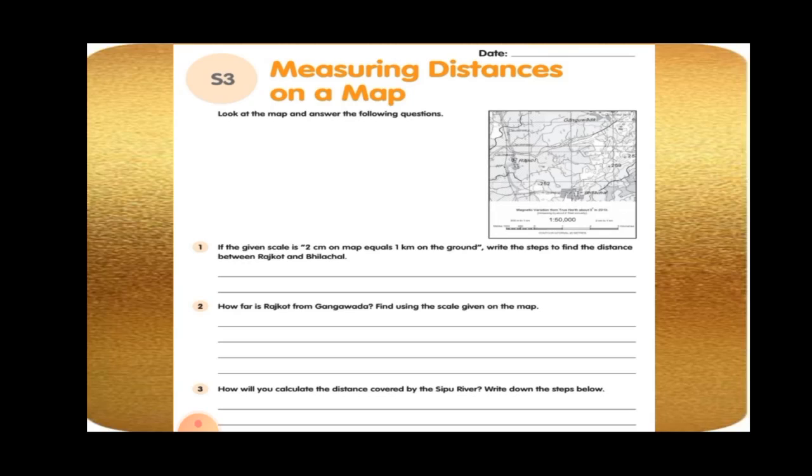To calculate the distance of the Sipu river, first, as I have written this, the sample answer I am giving you, first I will use a thread and put it along the river. Secondly, I will stretch the thread along the length of the scale given at the bottom of the map. If the length of the thread is long, then I will calculate the total length of the thread using a ruler. Finally, using the scale, 2 centimeter is equal to 1 kilometer, the length of the river can be calculated.